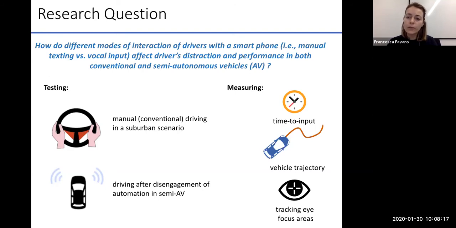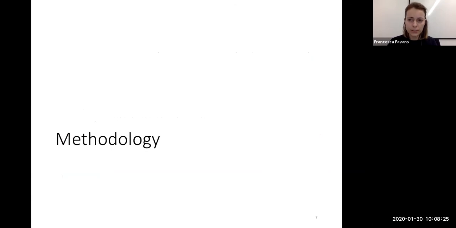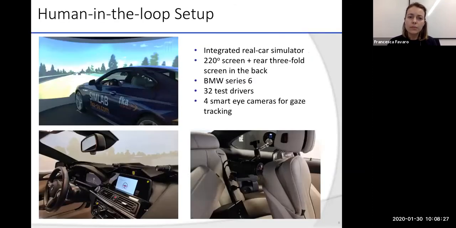What we were measuring were mostly speed reactions, time to input, and I'll talk about that a little bit more, vehicle trajectory, and then also eye tracking. So let's look at the methodology. This was a human-in-the-loop setup. You can see a picture here.